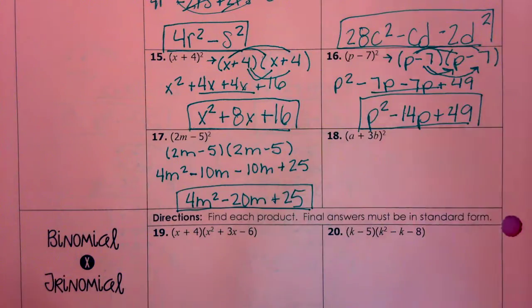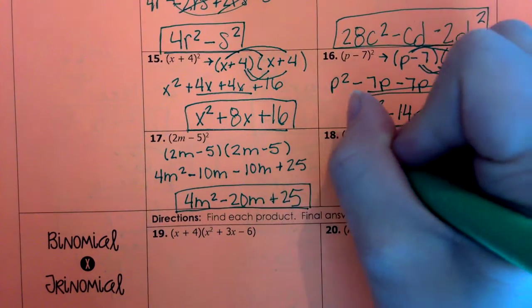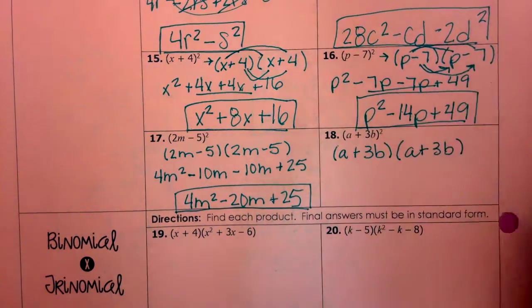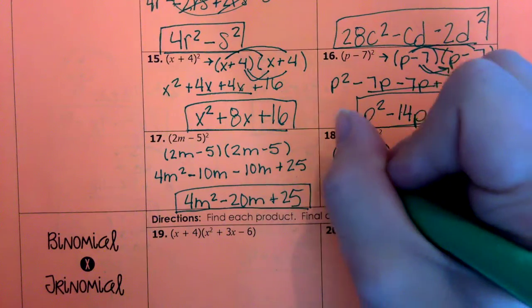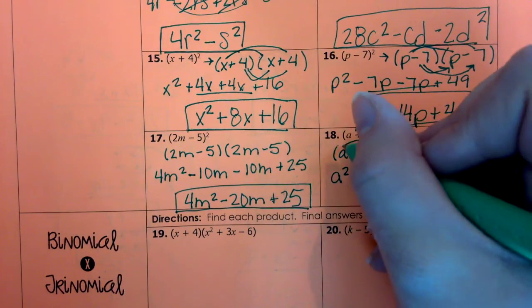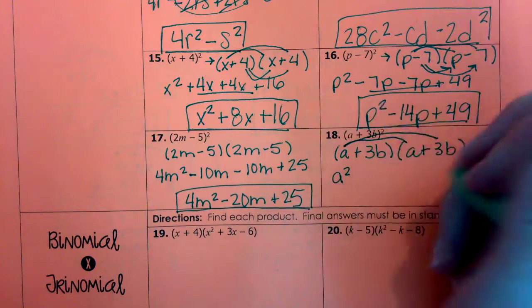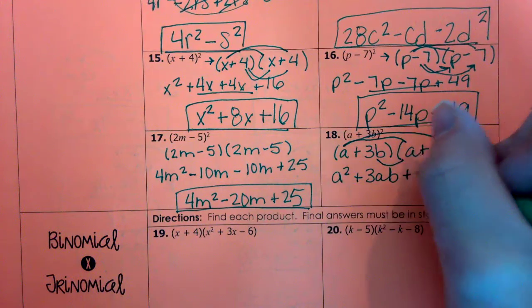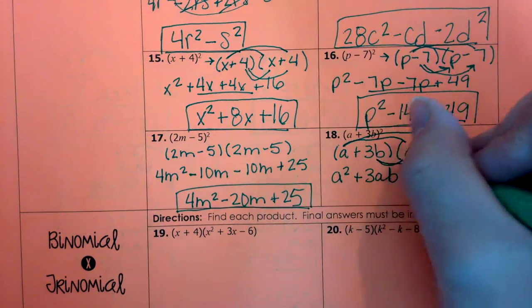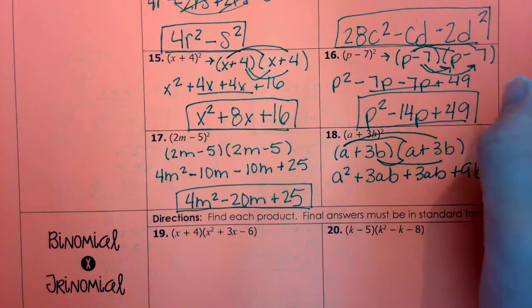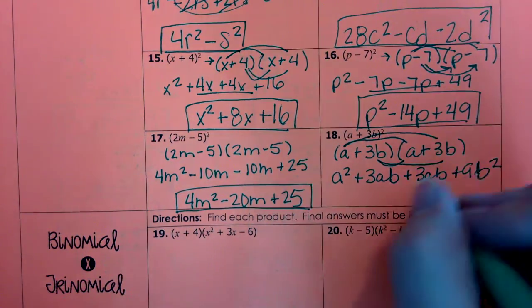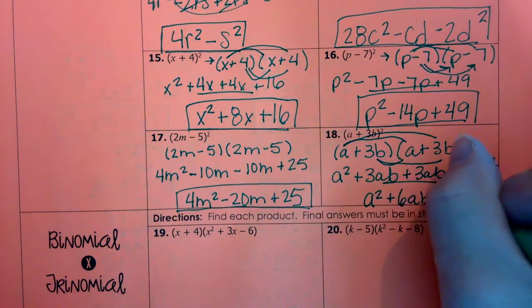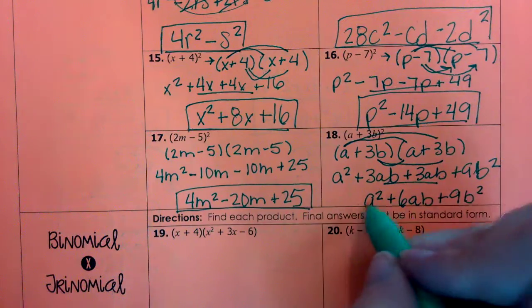Okay. And now on your last one, you rewrite that as a plus 3b times a plus 3b. I'm going to multiply to get a squared. I honestly have to draw these lines out, you guys. Otherwise, I tend to miss something. So don't feel bad if you have to. Plus 3ab plus 3ab plus 9b squared. Make sure you look out for that. Combine those middle terms, so I'm going to get a squared plus 6ab plus 9b squared, and that's my final answer.